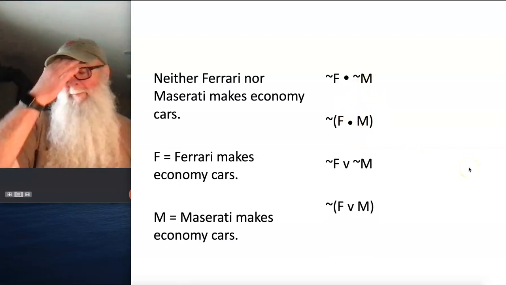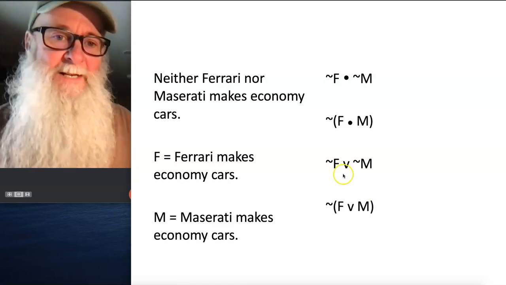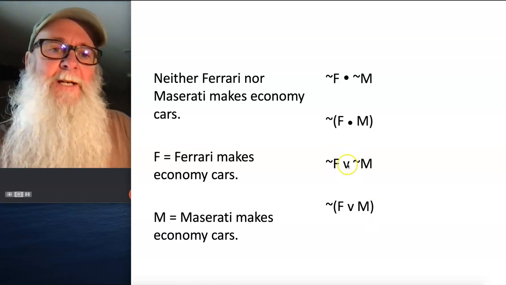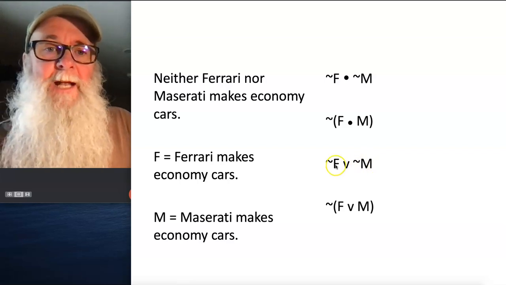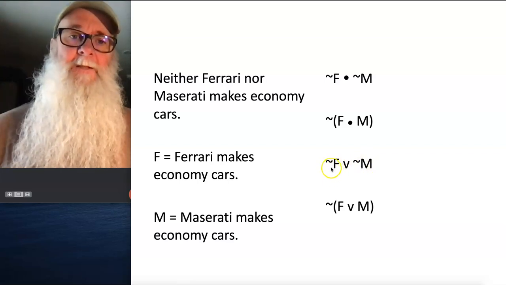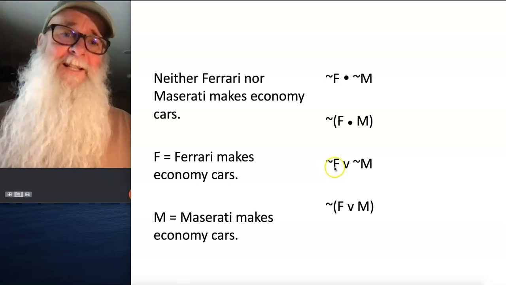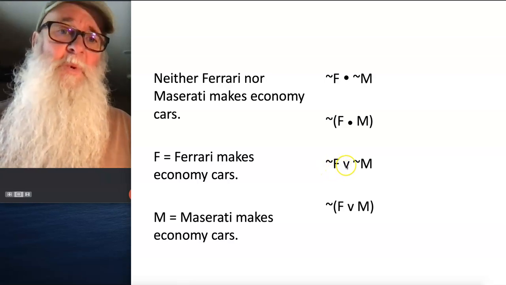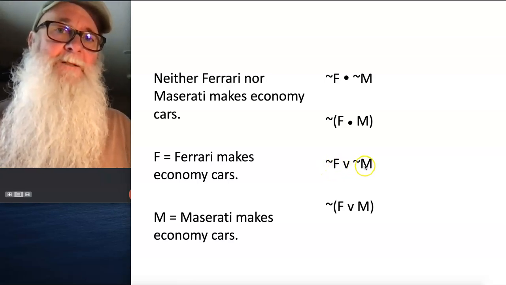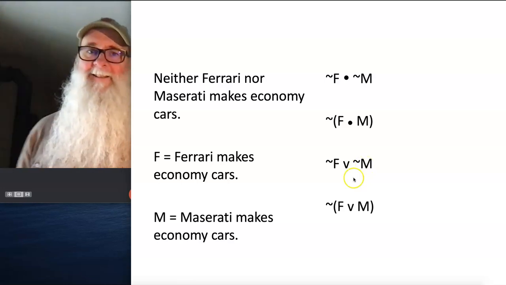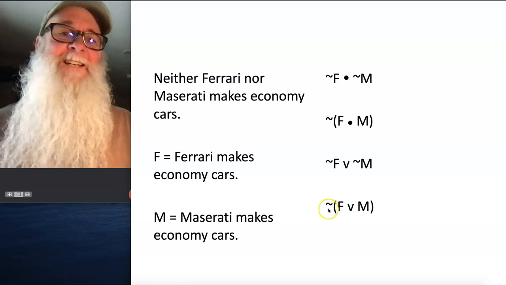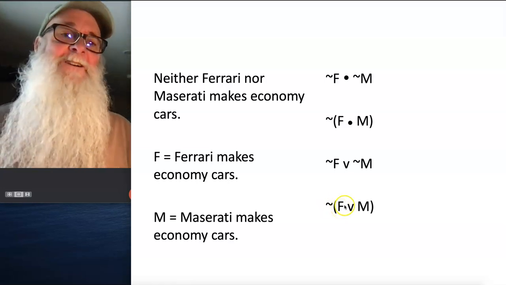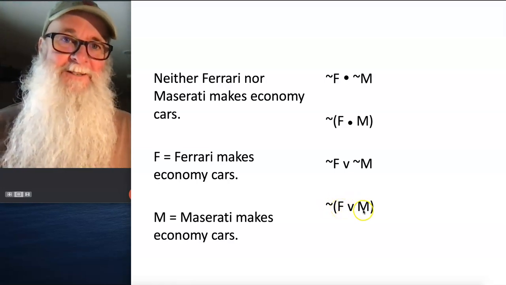Now look at these two statements, and we'll read them. Okay, here we have a disjunct, a wedge. That indicates for us that this is an either-or statement. And with our tildes, the statement would read as follows. It is not the case that Ferrari makes economy cars, or it's not the case that Maserati makes economy cars. Now this statement down here would read as follows. It is not the case that either Ferrari makes economy cars or Maserati makes economy cars.